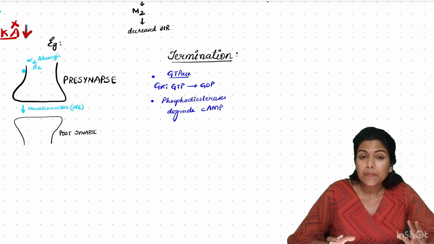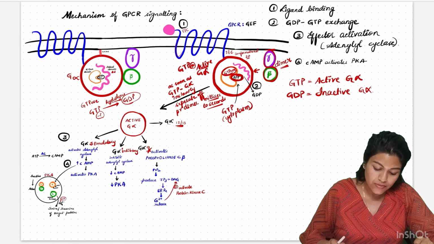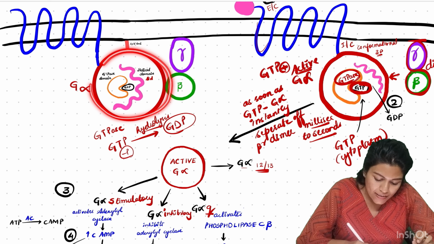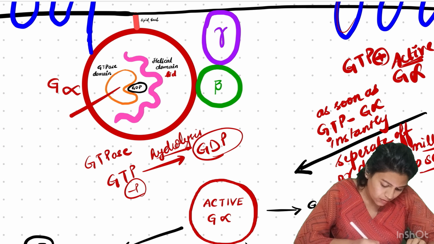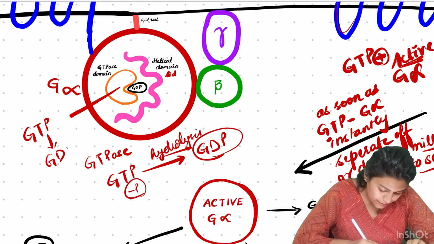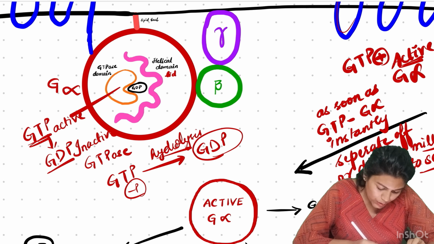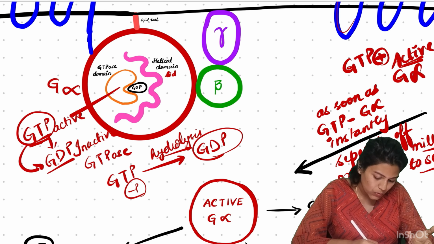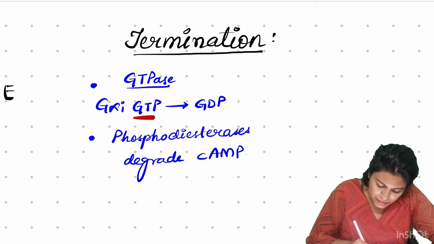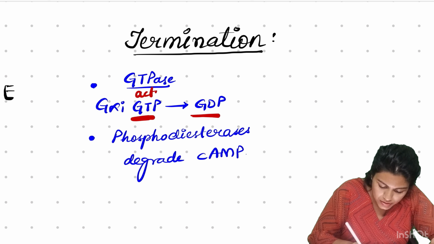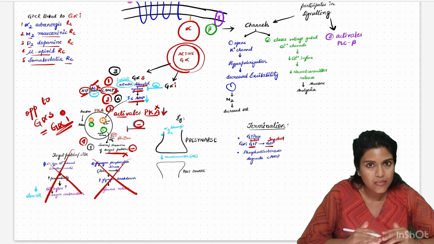And this inhibitory signal also needs a termination. Termination is brought about by GTPase. We have studied the mechanism here. The G alpha subunit has two domains, the GTPase domain and the helical domain. The GTPase domain will cause hydrolysis of GTP to GDP. GTP means the active form of G alpha, GDP means it is inactive. So it will convert the GTP back to GDP, that means it will convert the active form of G alpha to inactive. Inactive GDP means this subunit is inactive. There's no signaling happening. Signal terminated.